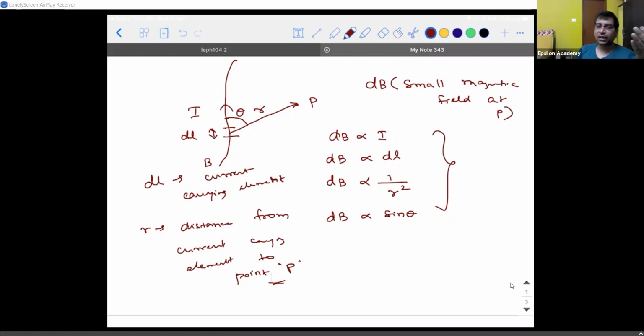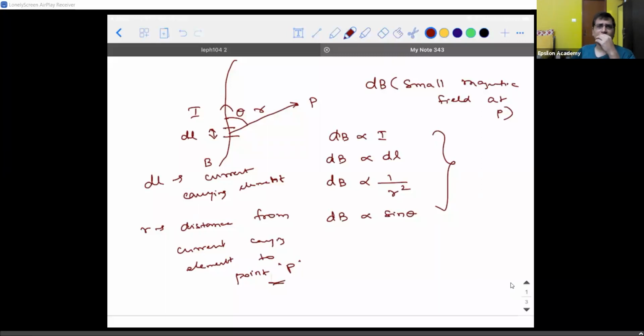Means as the distance increases, the value of magnetic field will decrease. That is what they are trying to say. It is inversely proportional to r square, no? So as you move away from the conductor, if you place the compass here, you will observe more deflection. If you take the compass here, the deflection will decrease. The closer the magnet is, the more the deflection, because you're closer to the conductor, so the magnetic field is more.